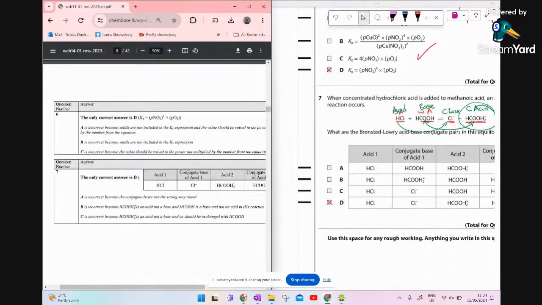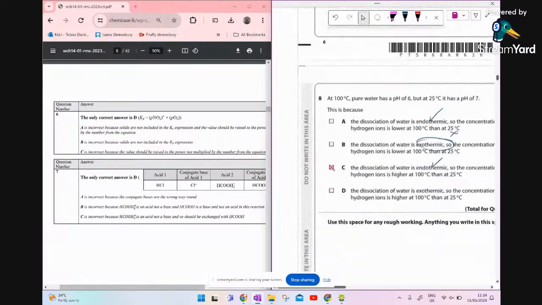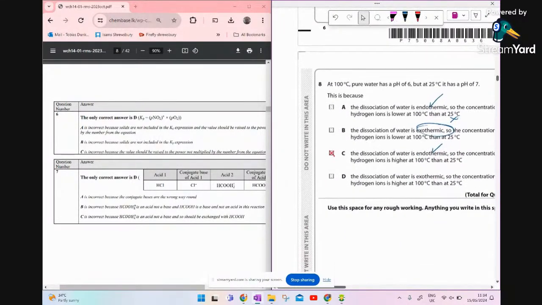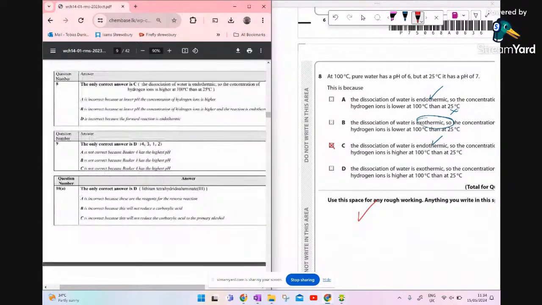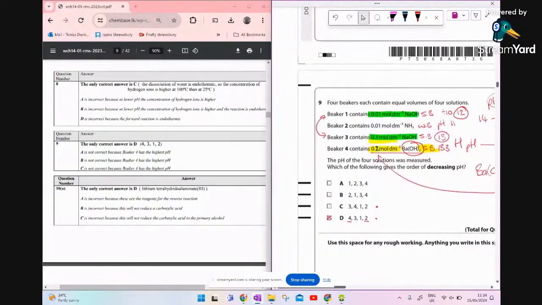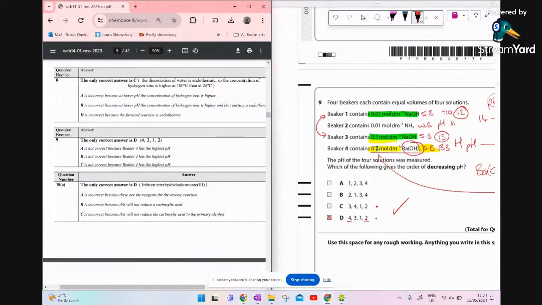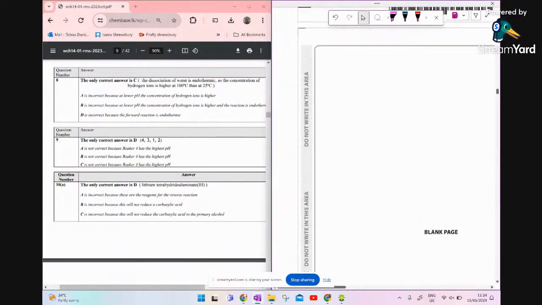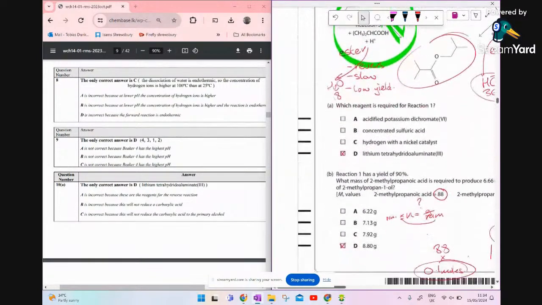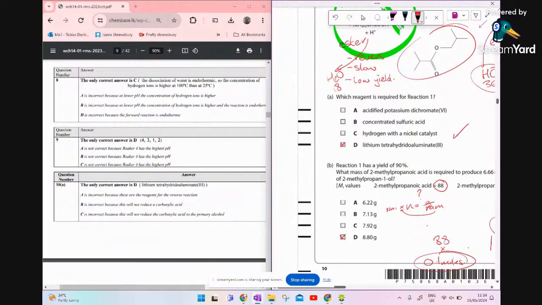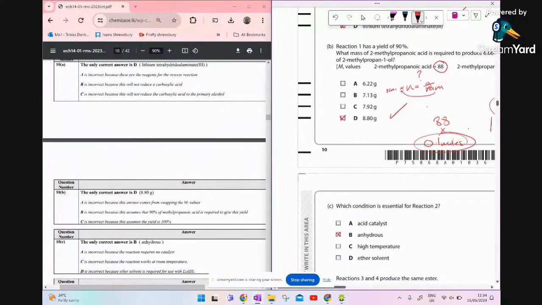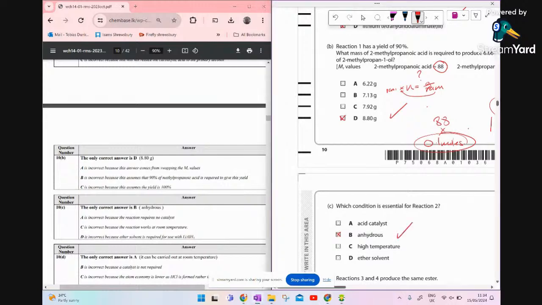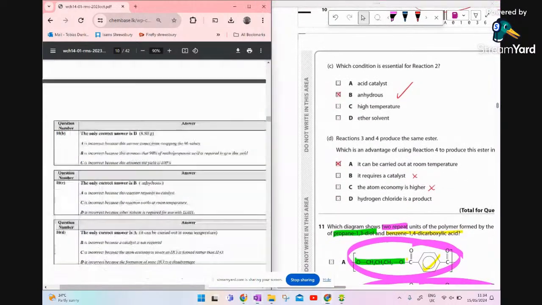This question I hated because the question was fundamentally made up by Edexcel. They've flipped all kinds of weird language. Shouldn't do it. Naughty Edexcel. C, correct. D, that was a tricky one. Took me a little bit of time to solve that one. Lithium tetrahydroaluminate. Correct. 8.8 grams. Yes, thank you. Anhydrous is the only condition, but also room temperature, but anhydrous is more important.